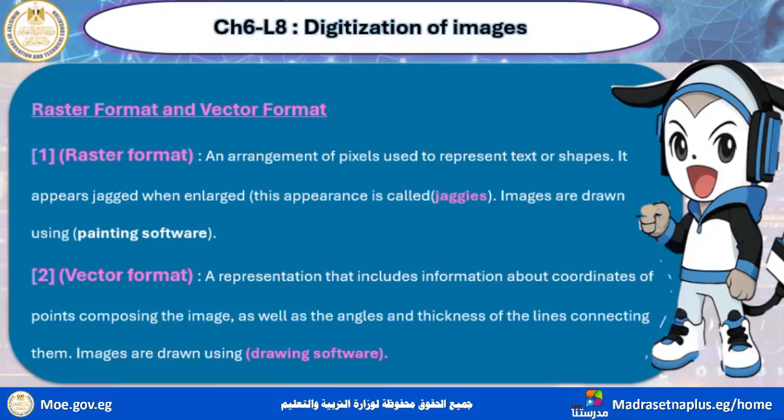So the images captured by cameras we call raster format, and we deal with them using painting software. The images drawn by tools are measured by the coordinates of the points composing the images, as well as the angles and the thickness of lines, and we deal with them using drawing software.